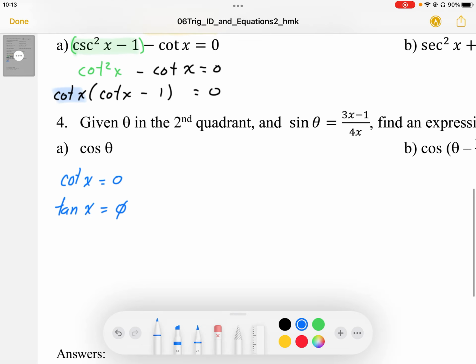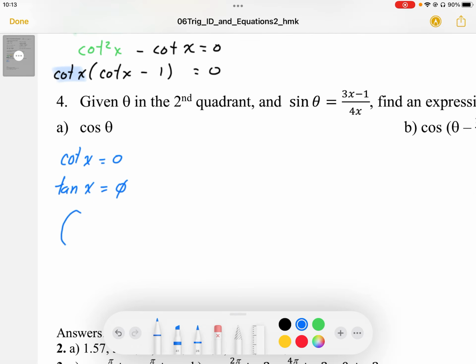Okay, so where is tan x undefined? Tan x is undefined where the tan is vertical, where the slope is vertical at these two positions. So these are my primary solutions. So x is going to be equal to pi over 2, and theta 2 is going to be equal to 3 pi over 2.